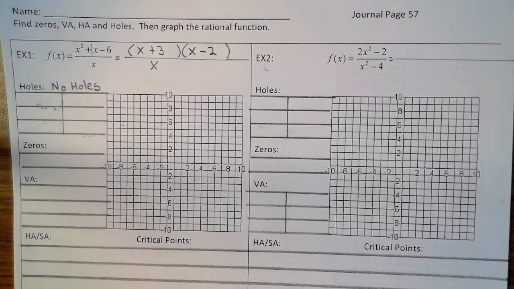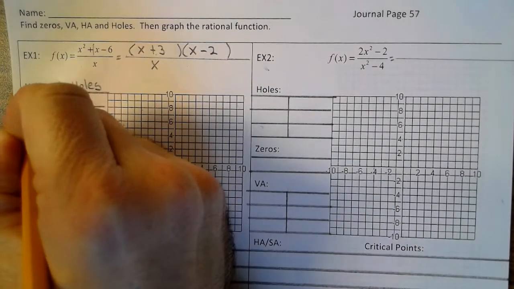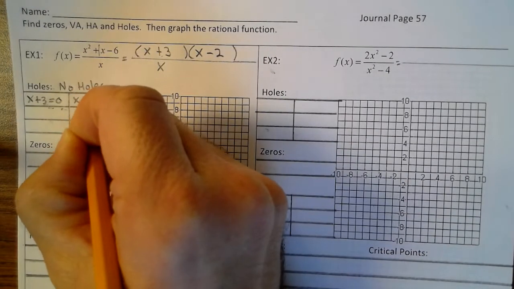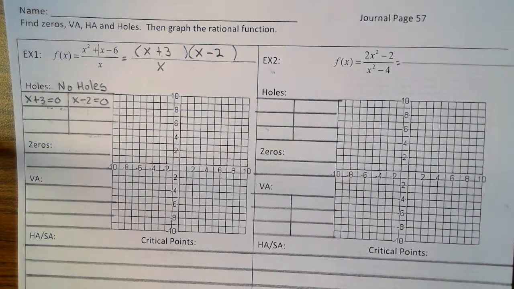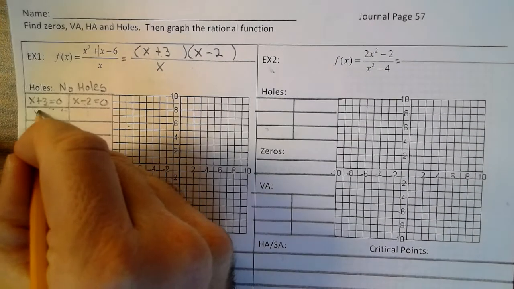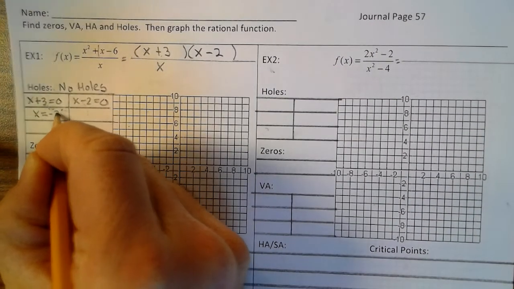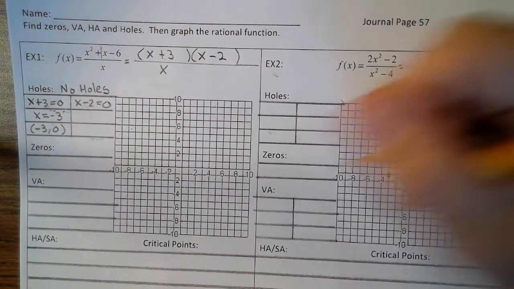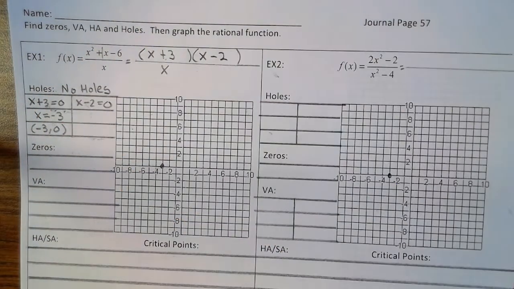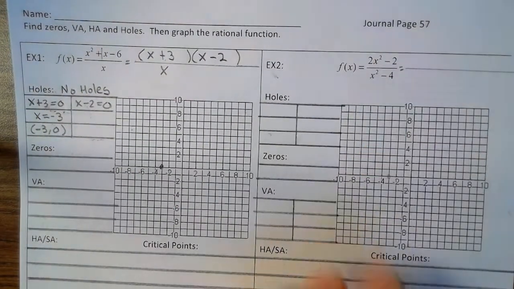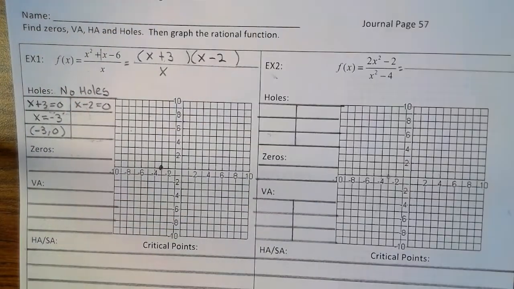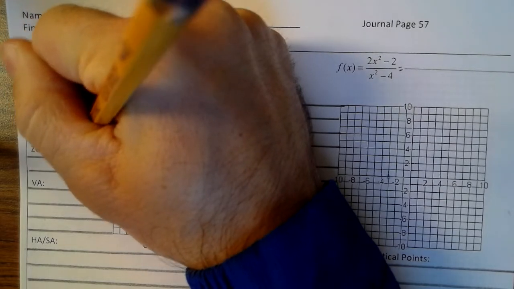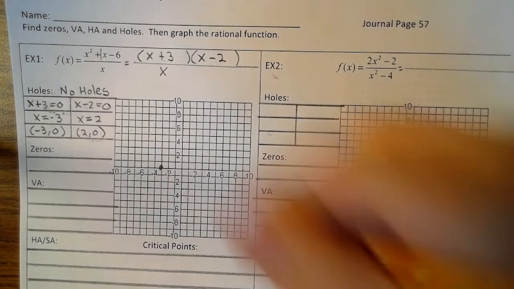Okay, now for the zeros, we set the numerator equal to 0. So x plus 3 equal to 0, and x minus 2 equal to 0. So we solve for x, so x equals -3. So we have a 0 at -3, 0. Oh, almost put that on the wrong graph. -3, 0. Okay, so we solve for x, x equals 2. So we have a 0 at 2, 0.